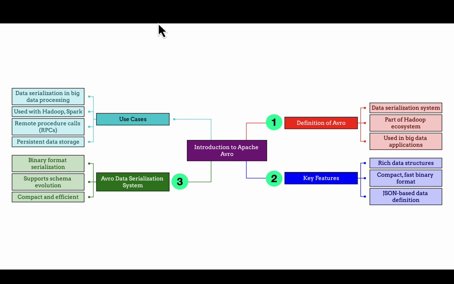3. Avro Data Serialization System. Avro serializes data in a binary format, which makes it extremely compact and efficient for both storage and transmission. It also supports schema evolution, allowing the schema to change without breaking existing systems.